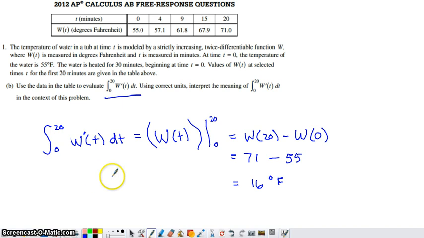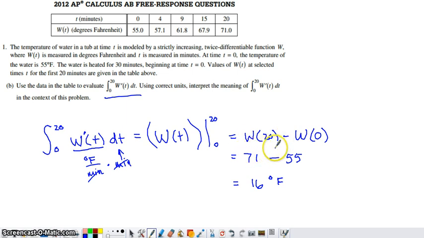If you think about the units there, the units of w prime, we discussed this in the video for part A, units of w prime would be degrees Fahrenheit per minute. And then the units of this differential right here are the same units that t has, and the units of t would be minutes. So degrees Fahrenheit per minute times minutes gives us an answer that has just units of degrees Fahrenheit. So what does this number of degrees Fahrenheit represent?